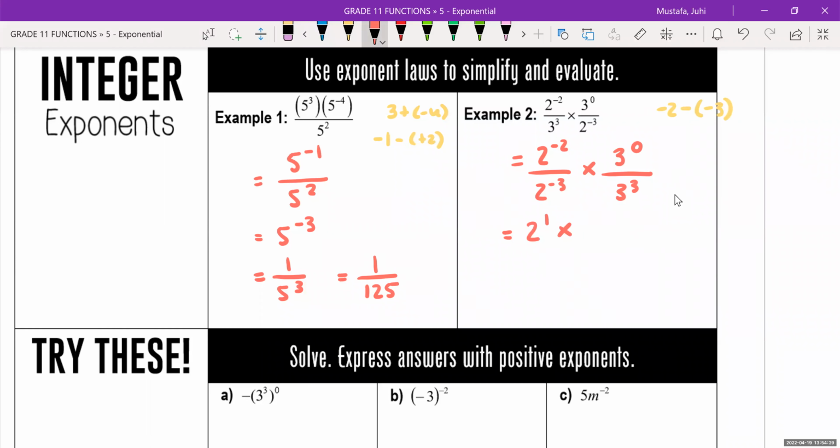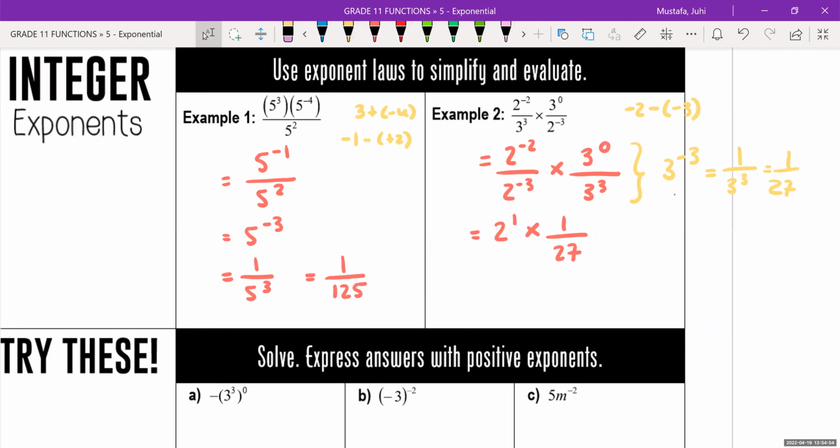You can do this in a number of different ways. You can use power laws, or you can say 3 to the power of 0 is a 1. So this is like saying 1 over 3 times 3 times 3, which is 27. If you use power laws, that's totally fine as well. What you would have gotten is 3 to the power of -3, which is 1 over 3 to the power of 3, which is still 1 over 27. So either method would have given you 1 over 27.